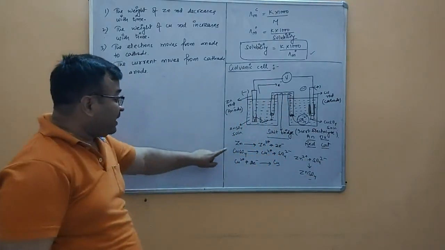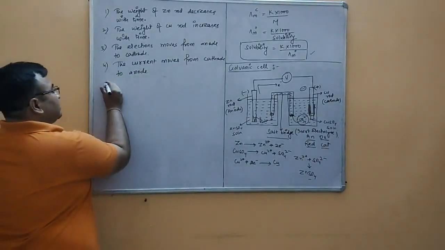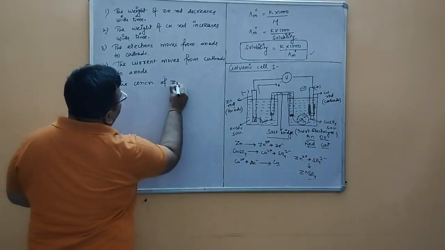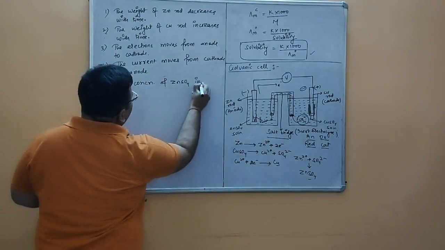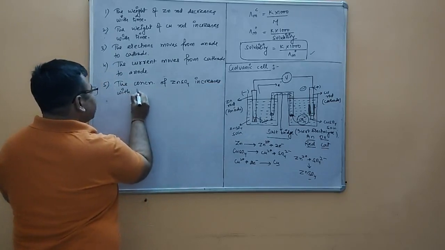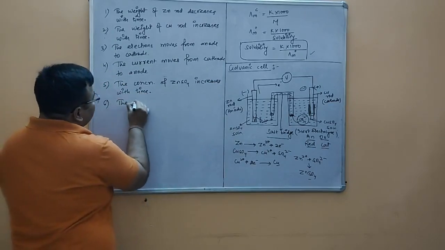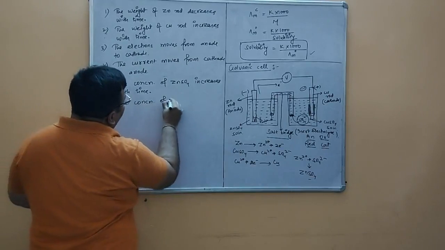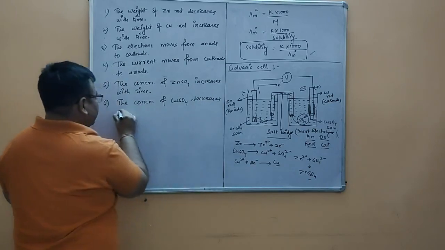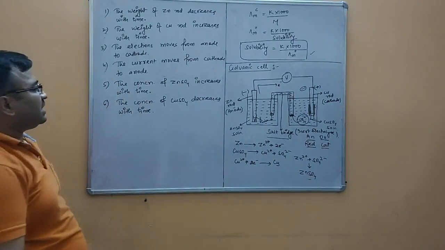सो एक बात अब आपको यहां पर भी क्लियर होगी, कॉपर सल्फेट डिसोशिएट हो रहा है जबकि जिंक सल्फेट फॉर्म हो रहा है. It means the concentration of zinc sulfate increases with time. टाइम के साथ जिंक सल्फेट की कंसंट्रेशन इंक्रीज होगी and the concentration of copper sulfate decreases with time. टाइम के साथ कॉपर सल्फेट की कंसंट्रेशन डिक्रीज होगी.